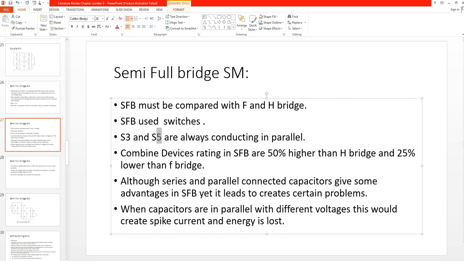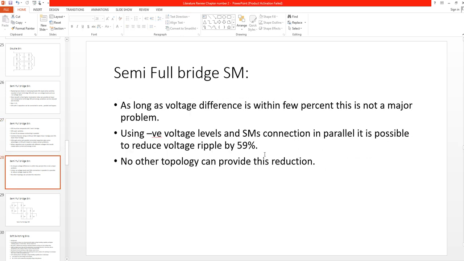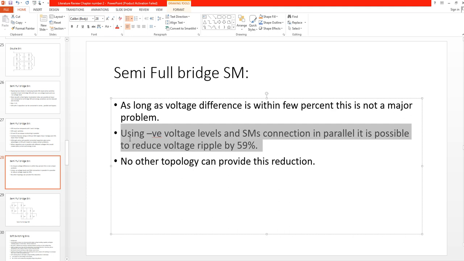Now as long as the voltage difference is within a few percent, it is not a major issue that we are connecting the capacitors in parallel. Now, using the negative voltage levels and submodule connection in parallel, it is possible to reduce the voltage ripple by 59%. This is the big advantage of the semi-full bridge topology, that you can reduce the voltage ripple by 59%, and there isn't any other topology that can provide this reduction.